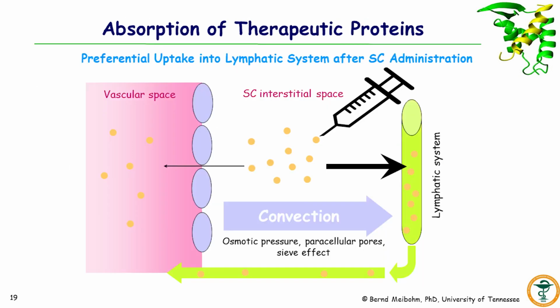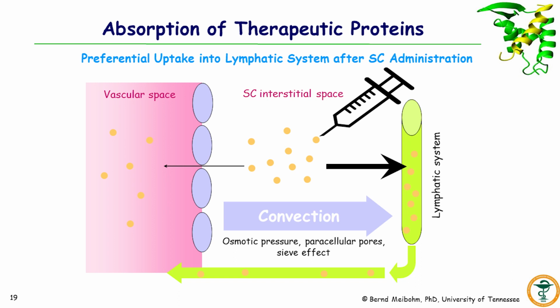After subcutaneous administration into the subcutaneous interstitial space, as indicated here, the therapeutic protein has theoretically the ability to either be taken up into the vascular space, shown on the left side, or drained into the lymphatic system, and then undergo lymphatic drainage and ultimately enter the venous bloodstream.